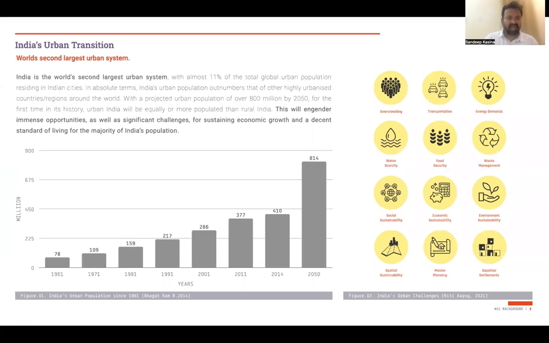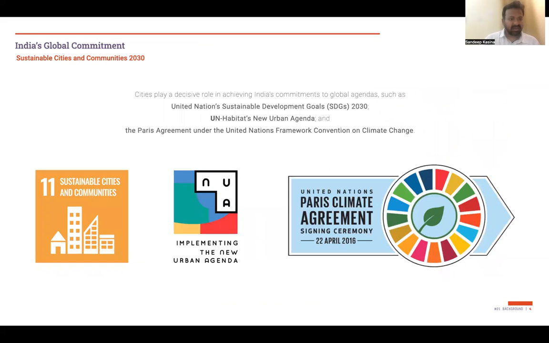India is the world's second largest urban system, with almost 11% of the global urban population residing in Indian cities. In absolute terms, India's urban population outnumbers that of other highly urbanized countries and regions worldwide. With a projected urban population of over 800 million by 2050, urban India will be equally or more populated than rural India for the first time. This will engender immense opportunities and significant challenges in sustaining economic growth and a decent standard of living for most of India's population. Cities play a decisive role in achieving India's commitments to global agendas.